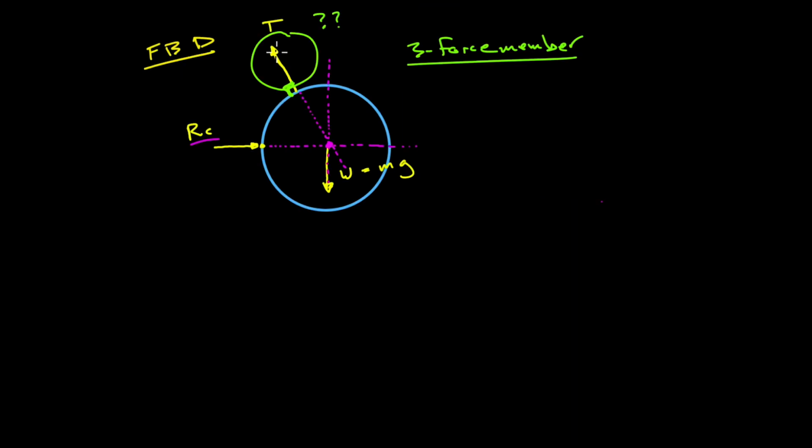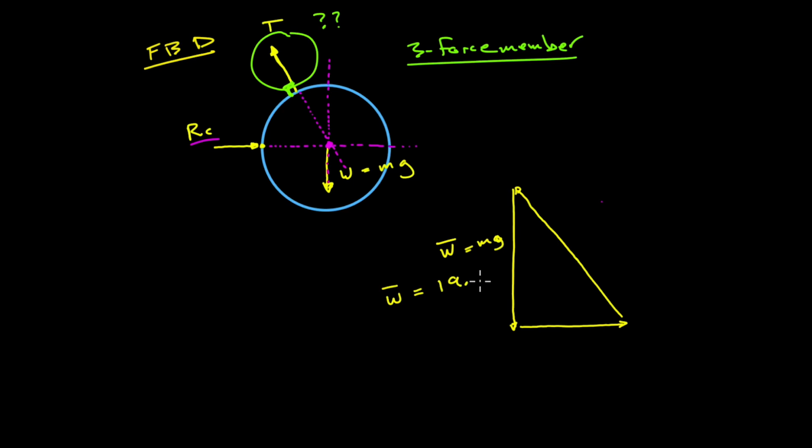Now, as with any three-force member, we can always construct the force triangle because the three forces acting on the member comprise the three sides of the triangle. So what we have is W, the weight vector, going down. We have RC going straight to the right. And then we have the tension vector as the third side to the force triangle. Now W, this vector here, that's equal to mg. And we were given that the mass is 2 kilograms, and using 9.81 meters per second squared as the acceleration due to gravity, we can calculate that the weight is 19.6 newtons.